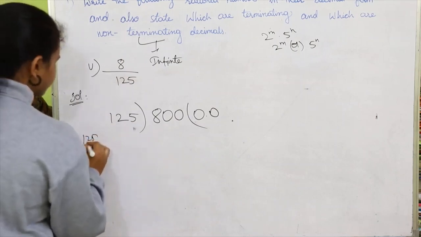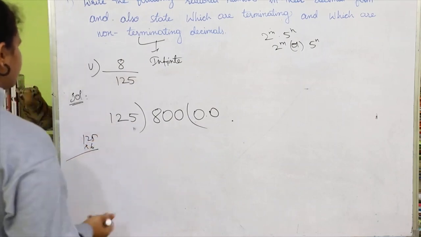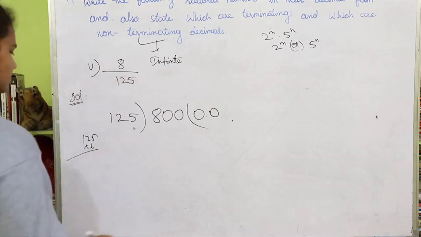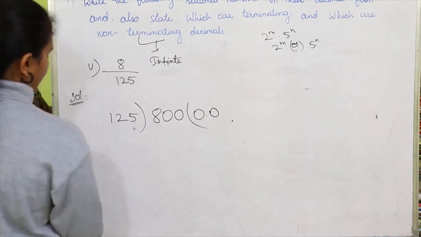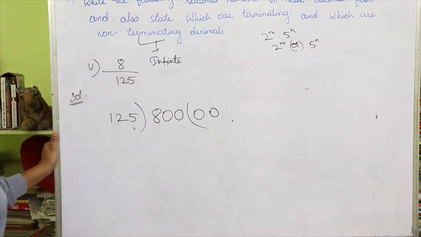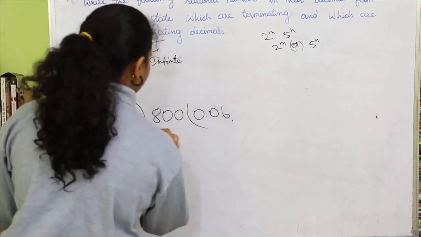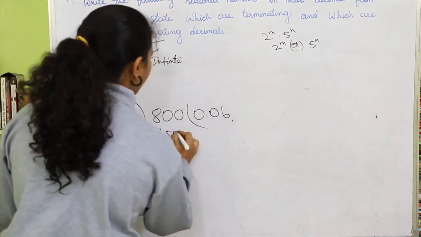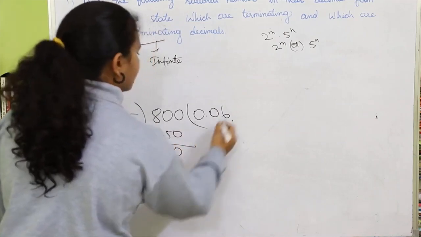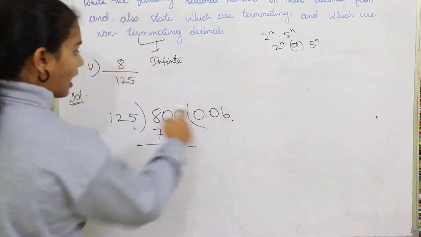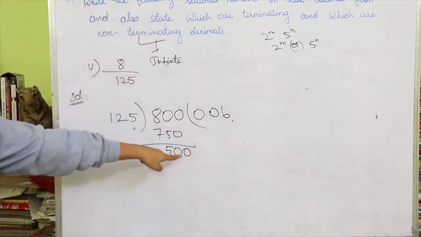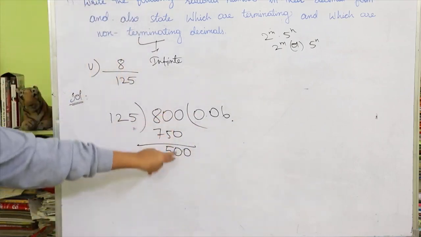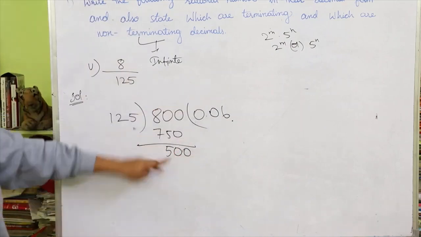125 into 6. 6 ones are 6, 6 twos are 12, 6 fives are 30, which gives 750. Here I got 50. After the decimal we can add a 0, so I have kept a 0 over here. So this becomes 50 and I made a 0.